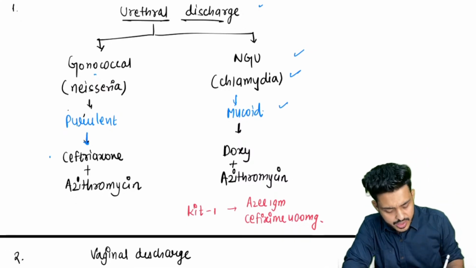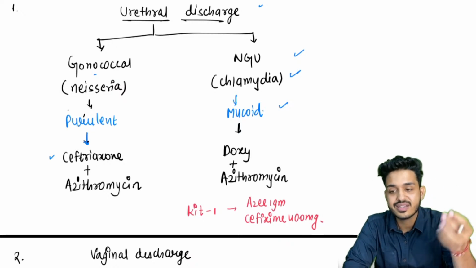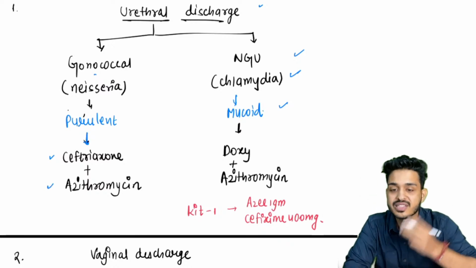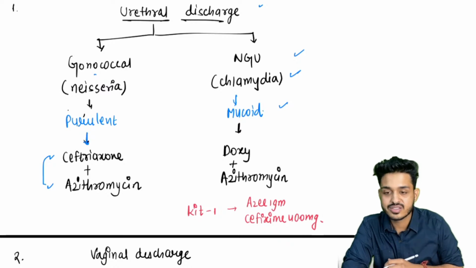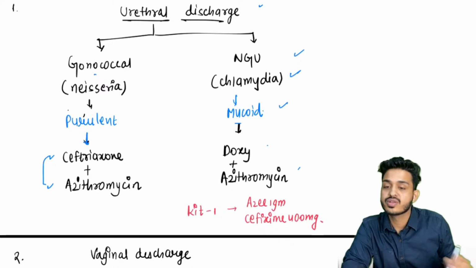So if it is gonococcal, we are giving a third generation cephalosporin, that is a broad spectrum antibiotic, that is ceftriaxone. Along with that I am giving azithromycin. Azithromycin is a macrolide. Okay, so with both, what will happen? That would be resolved. Okay, in mucoid I can use doxycycline along with the azithromycin.